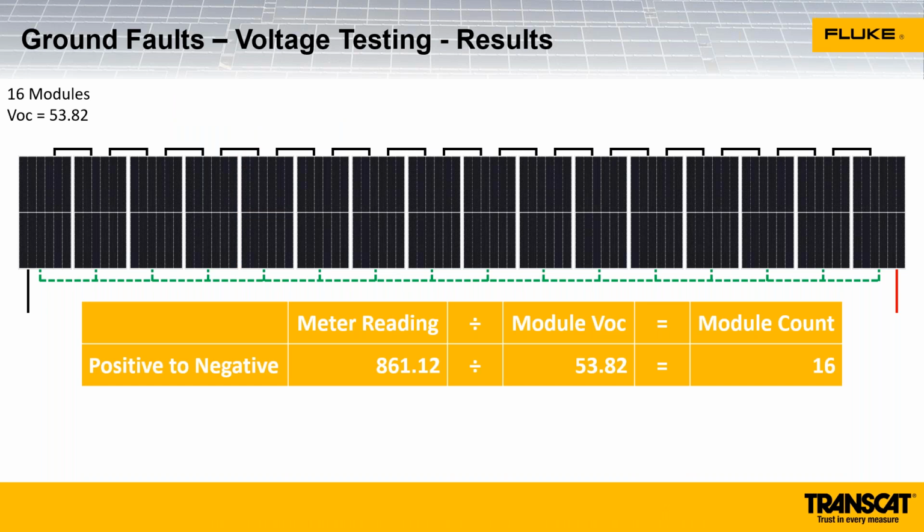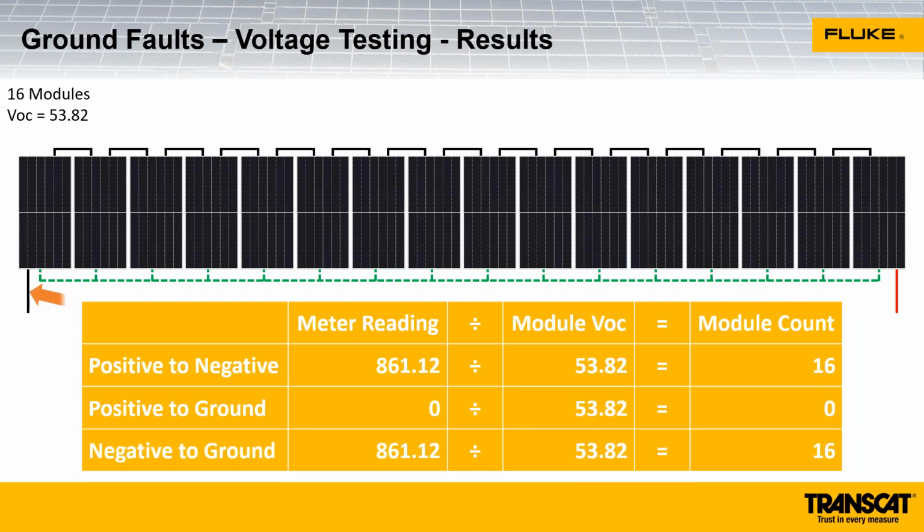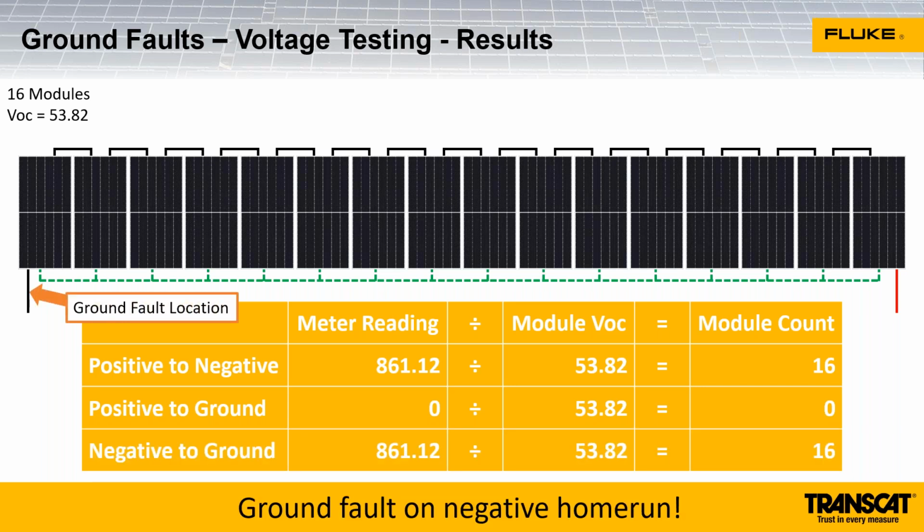Now I'm going to go through just a really short example of a somewhat common situation when we're doing this testing procedure. I tested between positive to negative, got the same 861.12 volts, which is the open circuit voltage of the string of modules. That's what I expected. I test from positive to ground, got 0 volts. Great, that's what I expect. I tested negative to ground and I got 861.12 volts. That indicates that the ground fault is on the home run and the negative side because all 16 modules are on that side of the ground fault.